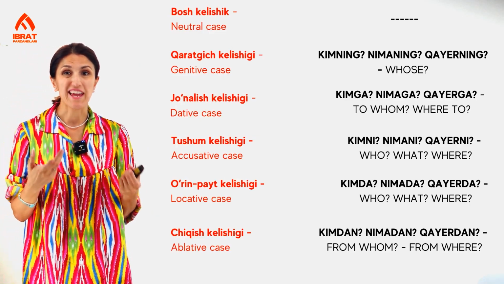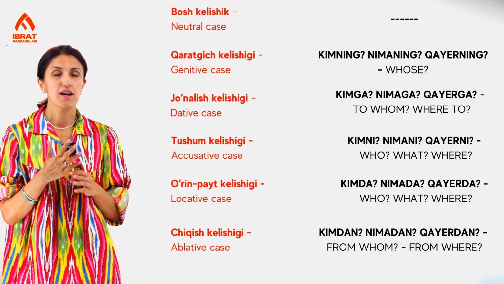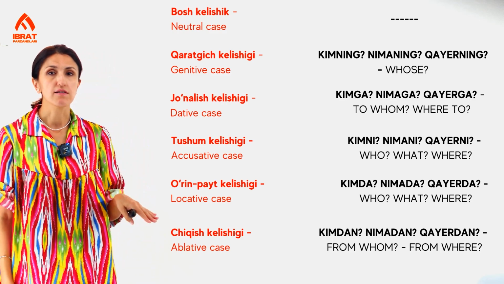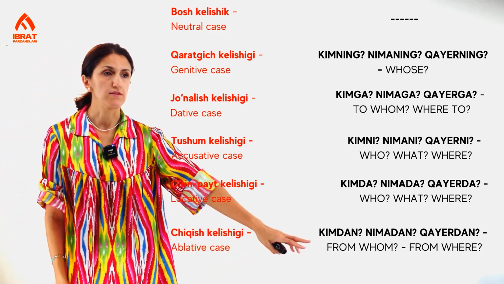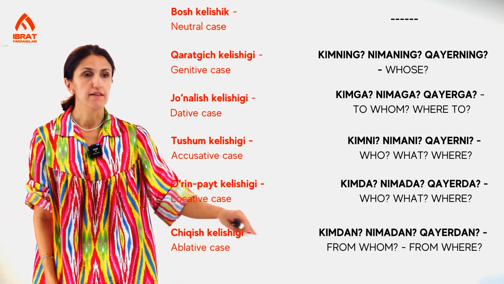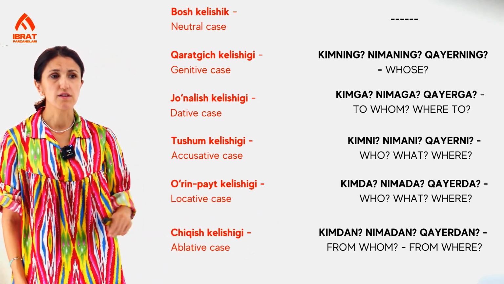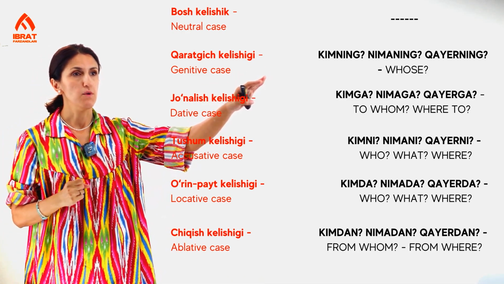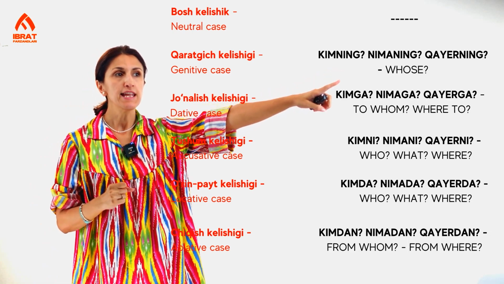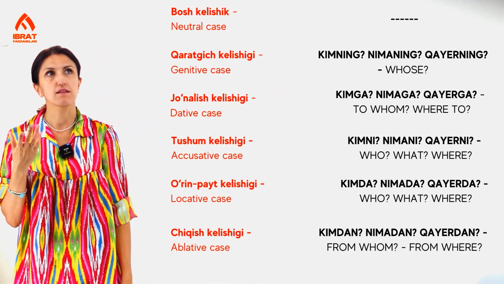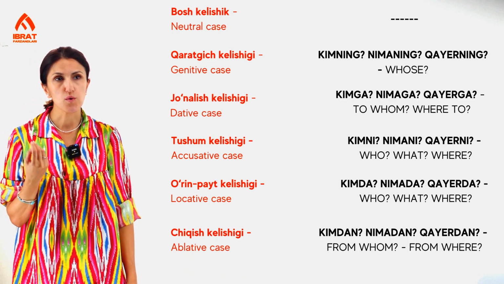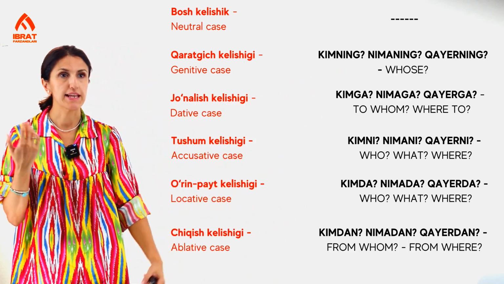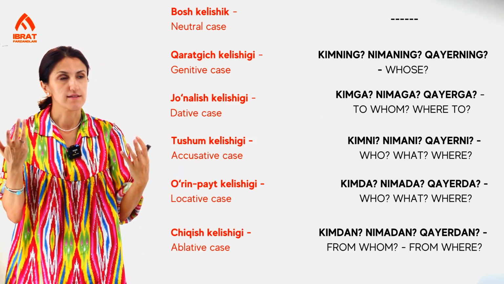And in Uzbek, we have cases. In case you are interested, that helps you. Some of the questions we just talked about belong to specific cases. For example, we talked about this one, right? And this is ablative case. We call it chiqish kelishigi. Now, let's read them one by one. Kimning, nimaning, qayerning. You can translate this into English. Whose. Kim, it's a person. Nima, it's it, right? But in English, we just say whose or its.